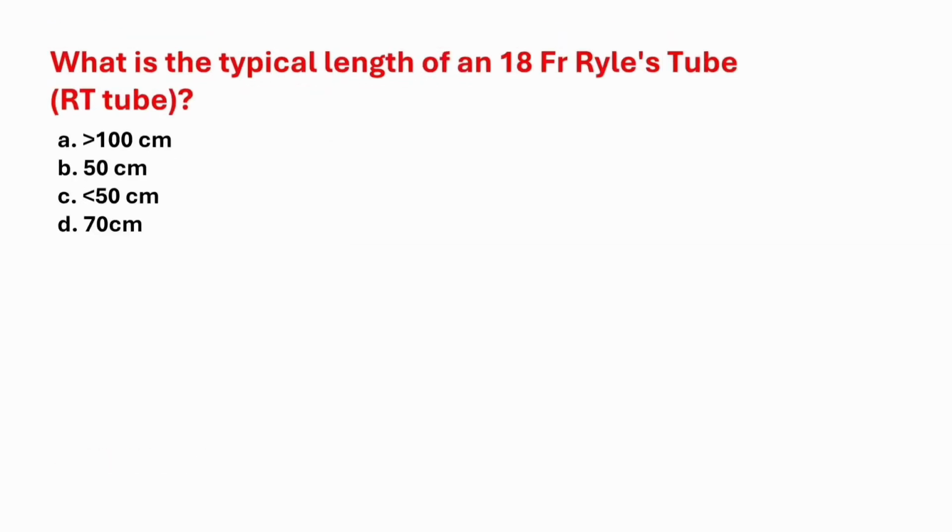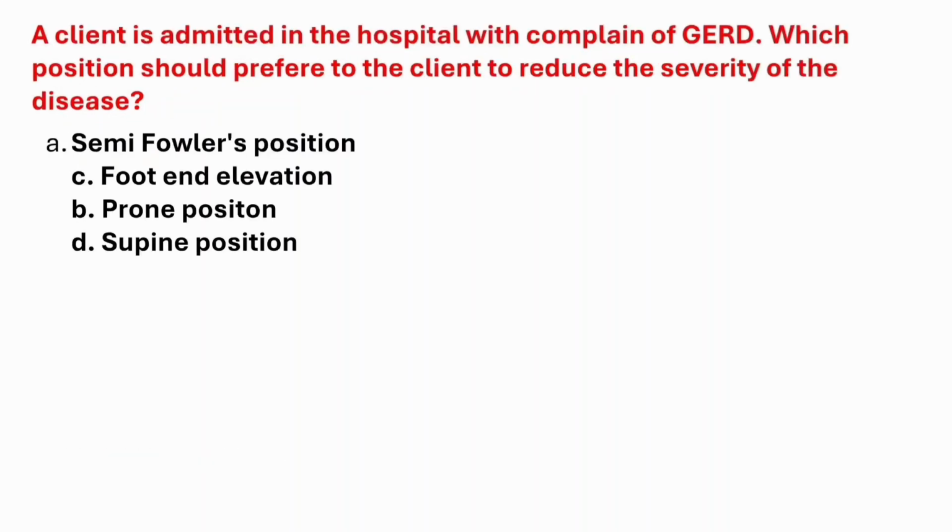Age. What is the typical length of an 18 French Ryle's tube? A. More than 100 centimeter. B. 50 centimeter. C. Less than 50 centimeter. D. 70 centimeter. The correct answer is A. More than 100 centimeter. A client is admitted in the hospital with complaint of GERD. Which position should be preferred to the client to reduce the severity of disease?